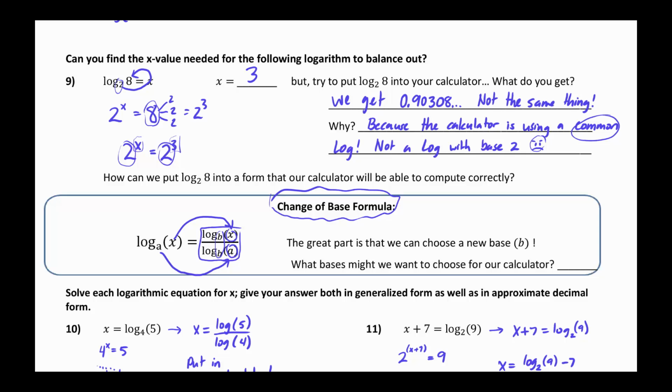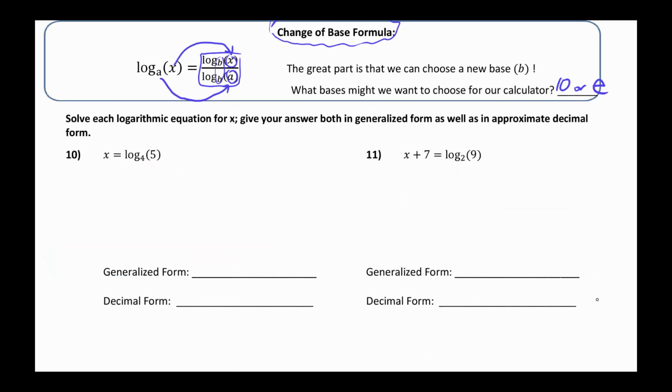So when we choose our new bases, the bases we probably would want to choose would be 10, a common log, or e, a natural log. It doesn't matter which one, you will get the same answer, which is kind of cool. So we can change any bad logarithm into a good logarithm just by doing this change of base formula and making it into a fraction. Let's go ahead and apply this to a couple of questions.